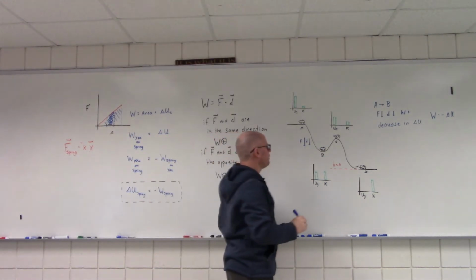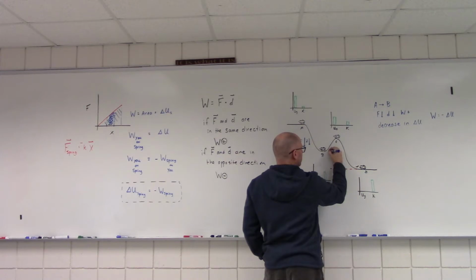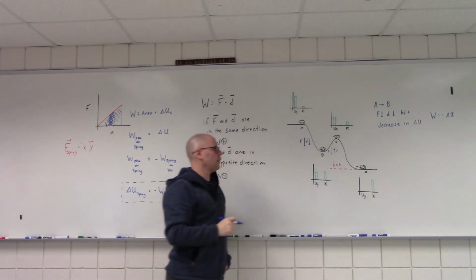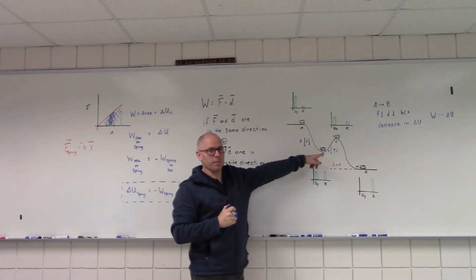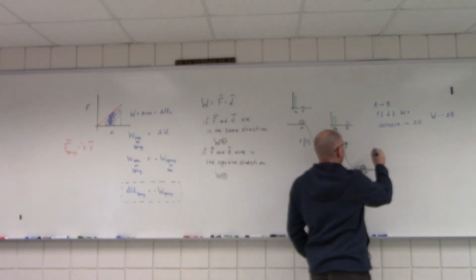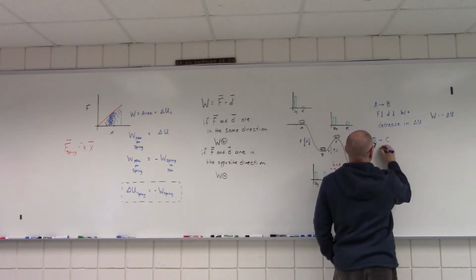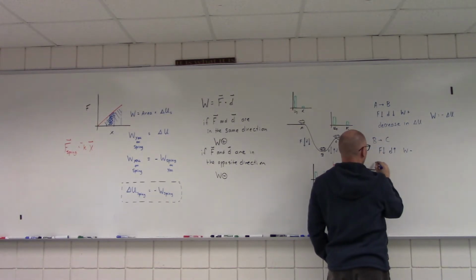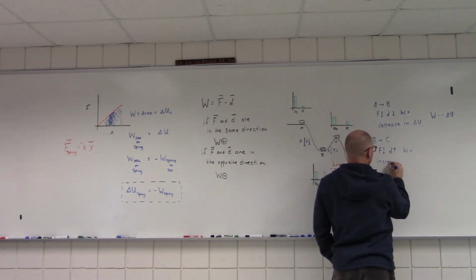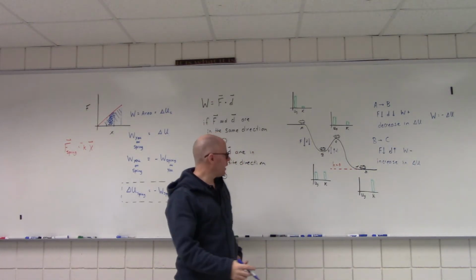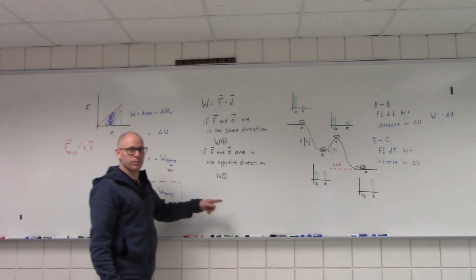Let's look what happens from B to C. From B to C, the force is down, but the distance is up. The force is down, but the distance is up. Therefore, we're going to have some negative work. Okay? So from B to C, the force is down, the distance is up, therefore the work is negative, but that results in an increase in the potential energy because, again, they're the opposite.